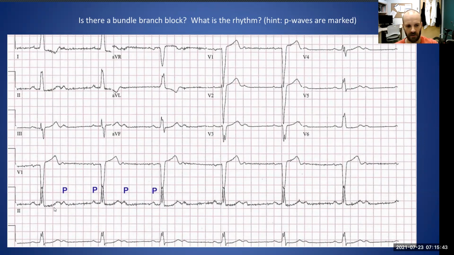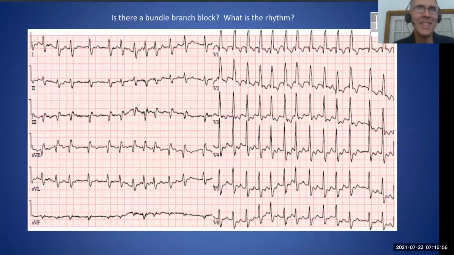If you've got a high grade AV block, so second or third degree, then you'll often get evidence of conduction disease in other places as well. So the left bundle fits very nicely with that. Excellent. Well done, team. Great team effort interpreting that one. Next.